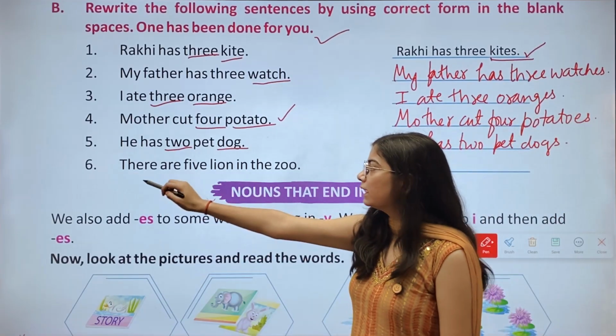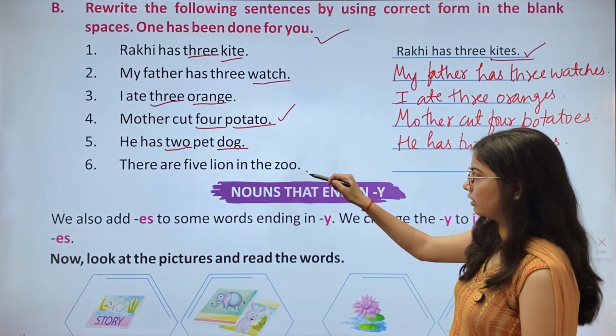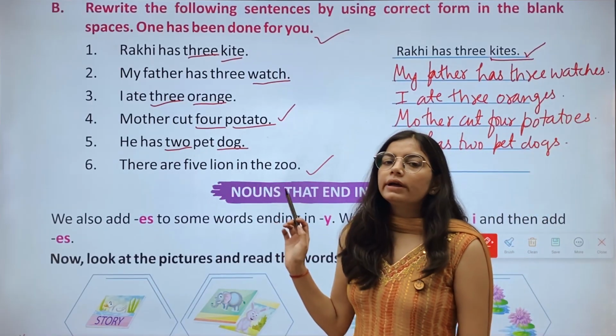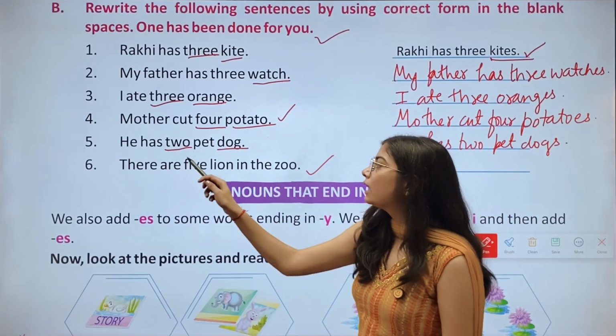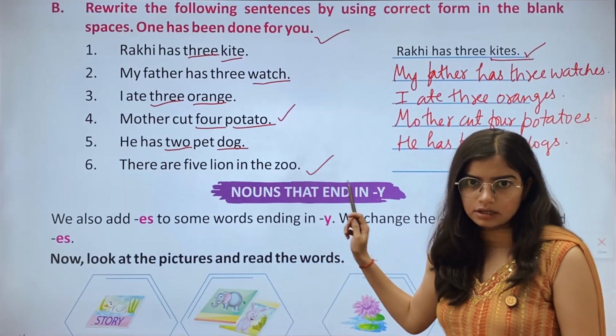Then we have sixth, there are five lions in the zoo. Now, here the correct sentence is, there are five lions in the zoo.